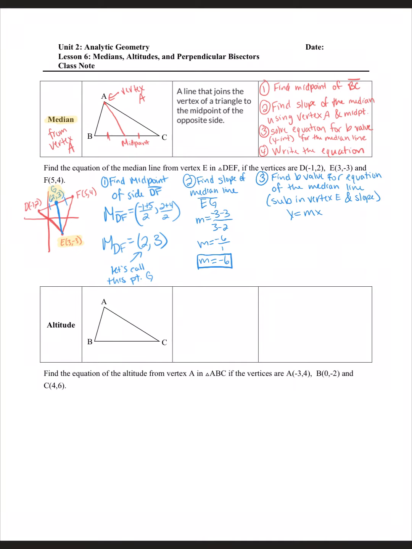So remember, the equation of our line is y equals mx plus b. So the y value from vertex E is -3. Our slope we calculated was -6. The x from vertex E is 3, and then we have to work to find b. So we'll just simplify, and then we're going to move that 18 over by adding it. So -3 plus 18 is going to be 15 equals b. Okay, if I have my slope, if I have my y-intercept, the last step is to write the equation. So you can say, therefore, the equation of the median line is y equals -6x plus 15. Okay, so that's how we found the equation.